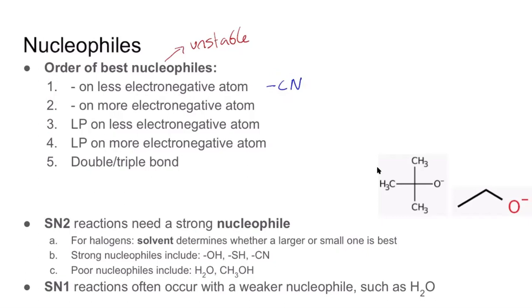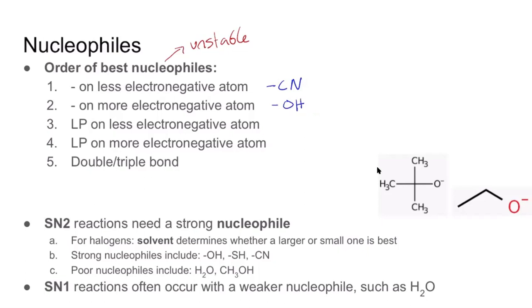Now, another nucleophile, which is number 2, still pretty good, is when we have a negative charge on a more electronegative atom. So I showed this nucleophile before, but when we have OH-, that is not quite as good as CN- because O is more electronegative. It's a little bit more stable with the negative charge, but still pretty good.